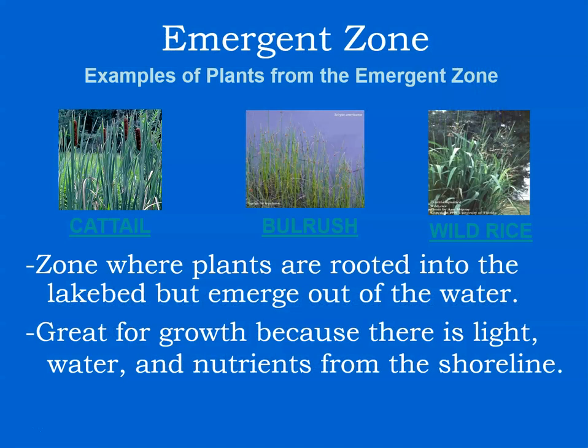Focus on the emergent zone. Here's where you're going to have plants rooted into the bottom of the lake bed, and they're going to be emerging from the water. Okay, so things like cattails, which have those kind of fuzzy brown things that look like cats' tails on the ends of them coming out of the water. You got bulrushes, which are like little reeds coming out of the lake, wild rice. Okay, these have lots of light, lots of water, and there's plenty of nutrients coming from the shoreline.